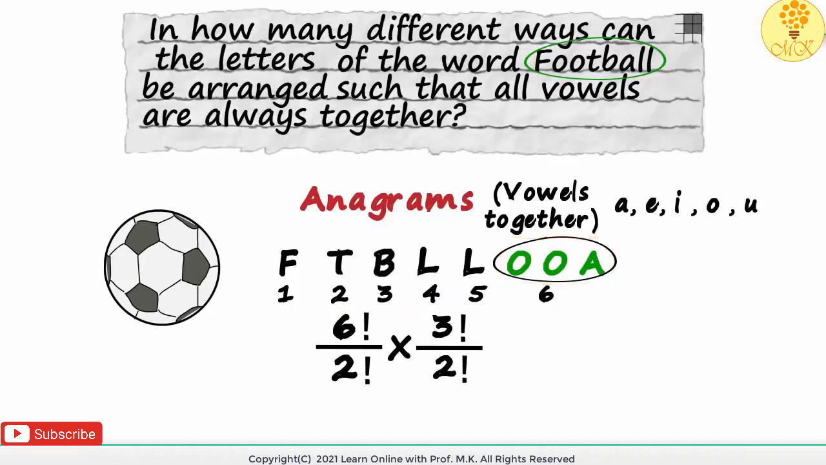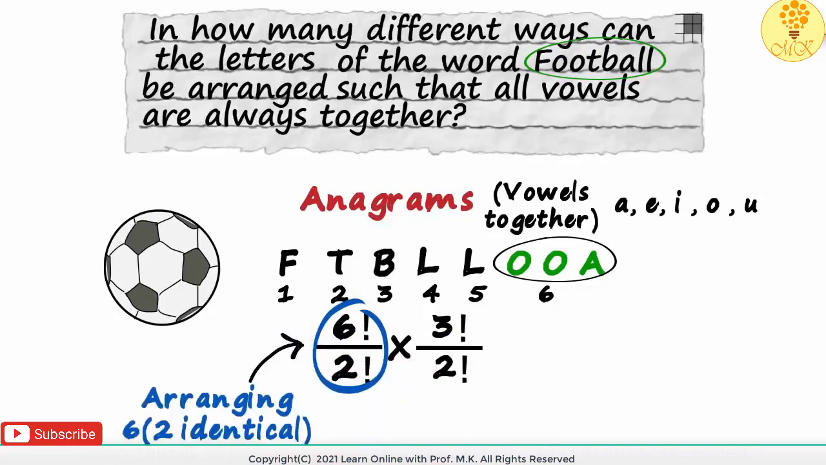Some of us, I'm sure, are still confused. Let's understand this again. This is the first part of our answer. 6 factorial over 2 factorial. This is arranging 6 letters out of which 2 are identical. Hence, 6 factorial divided by 2 factorial. And which were the 6 elements? 1, 2, 3, 4, 5 and 6. And the letter L appears twice.